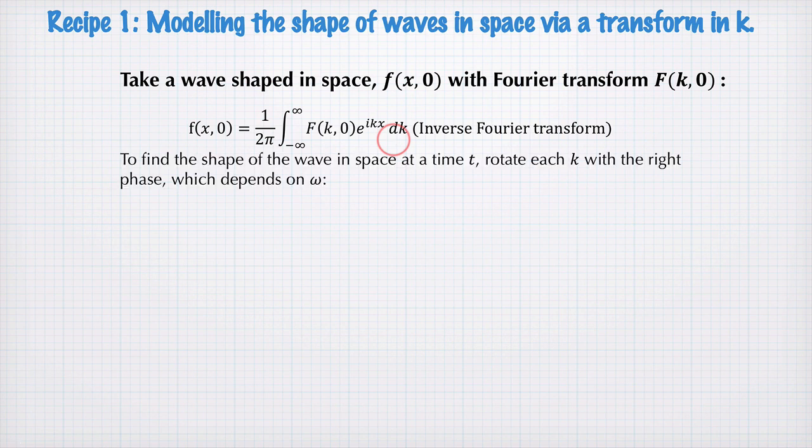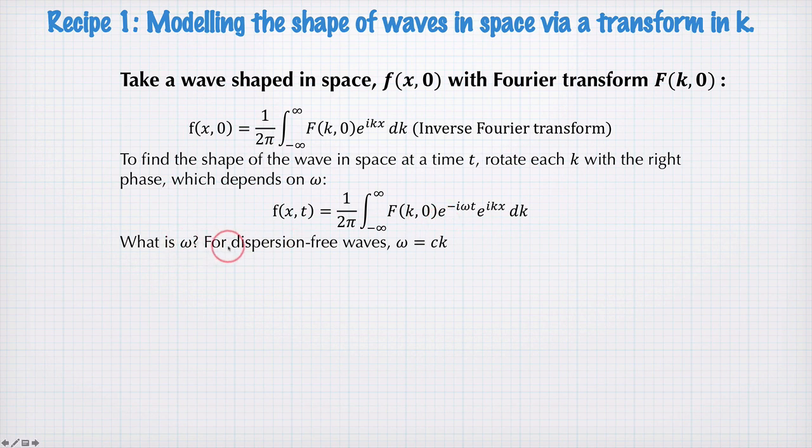Now, to find the shape of the wave in space at a time t, we need to rotate each k component with the right phase, and the phase depends on omega. So the function f of x at time t is going to be this inverse Fourier transform, but now we're adding this phase term e to the negative i omega t, and this is the phase we have to multiply each of these k components by in order to propagate the wave forward over a time t.